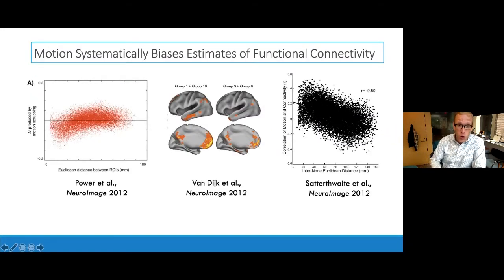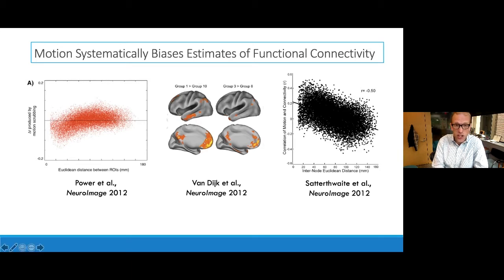So probably the most notorious artifact in this domain of the literature is motion artifact. Motion systematically biases estimates of functional connectivity. This goes back to 3 studies that were published within 3 months in Neuroimage in 2012: Jonathan Power and Steve Petersen, Koene Van Dijk and Randy Buckner, and our study here at Penn. All showed the same thing using 3 independent data sets and independent methods. And basically, what everyone showed is the motion artifact is really bad for functional connectivity.